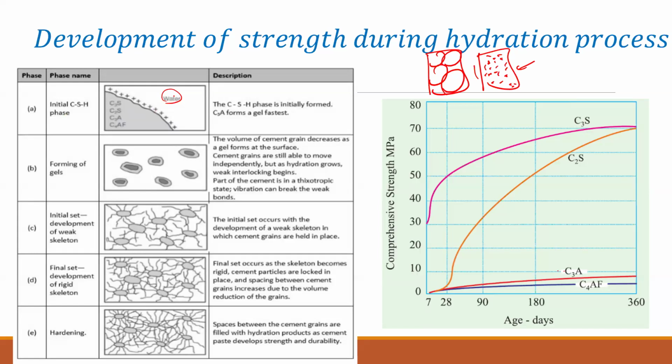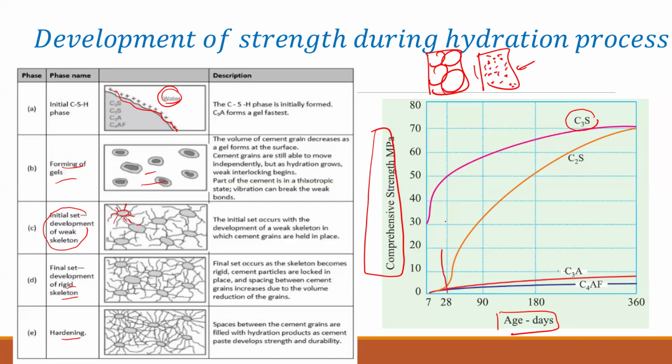Initially, this surface will get wet, and then it forms a gel like this, and then the setting is developed. So you can see these particles are getting hard. Then you can see a final set develop of rigid skeleton, and finally hardening of the whole part. You can see with the days how the strength is gaining. So you can see C3S is gaining strength quickly.